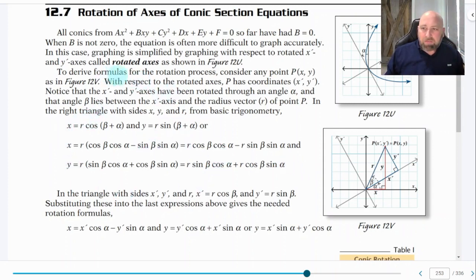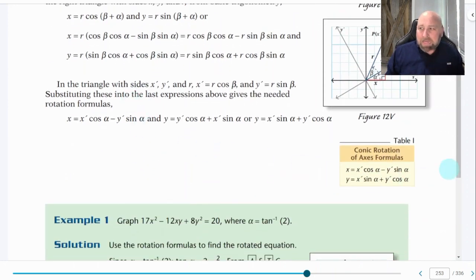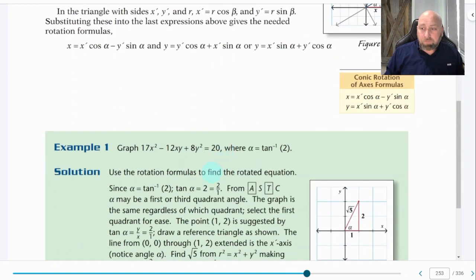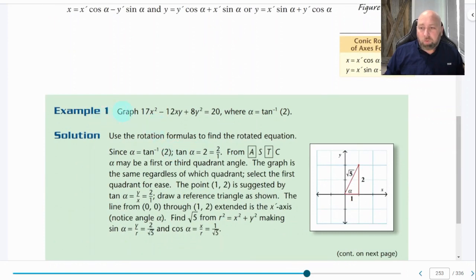Here is basically the derivation of that. We don't necessarily need that. Here's what we need right here: conic rotation of axis formulas. This is important. Write this down. You'll need this on these. Now, you're not going to have a lot of these on your quizzes and tests, but you're going to have one, so you need to know how to do it, and you need to know these formulas to get it done. All right, so here is our example 1.